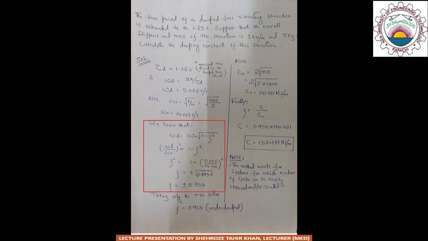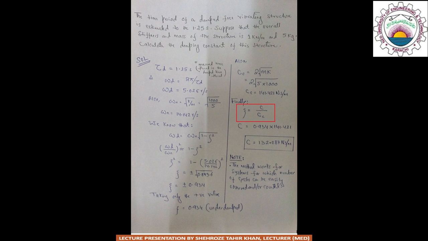Now at this point, when we have found the value of damping ratio zeta, we can use the formula of damping ratio, which is zeta is equal to c upon cc, where c is the damping constant and cc is the critical damping constant. So after finding the value of critical damping constant cc, we can finally find the value of damping constant c for the given system.